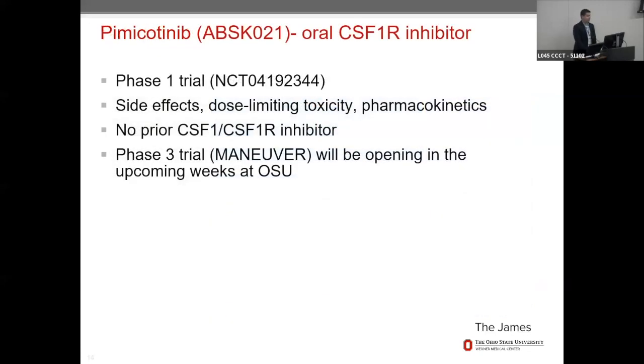Okay, now moving on to pimicotinib, or ABSK021, sorry. This one is another oral CSF1 receptor inhibitor. And this one will have the phase 3 trial, which is the MANEUVER trial, opening here in the coming weeks at OSU.